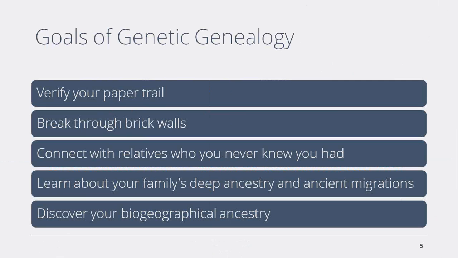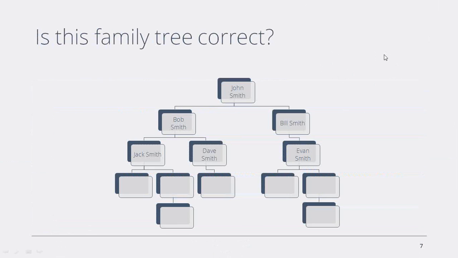You'll learn about your family's deep ancestry and ancient migrations. And you can also discover your biogeographical or ethnic ancestry, basically a percentage breakdown of your overall ancestry. Each of these different types of things can be done with the differing DNA tests that are available. So I'm going to show you some scenarios and just throw out a question: can DNA testing be used for these things?